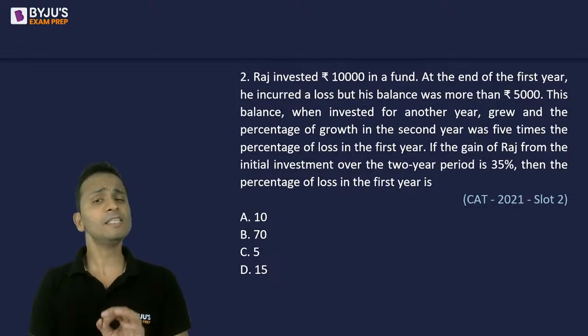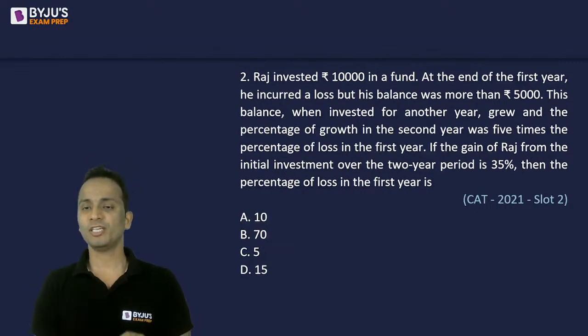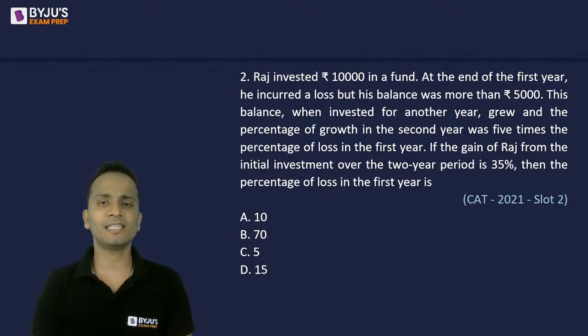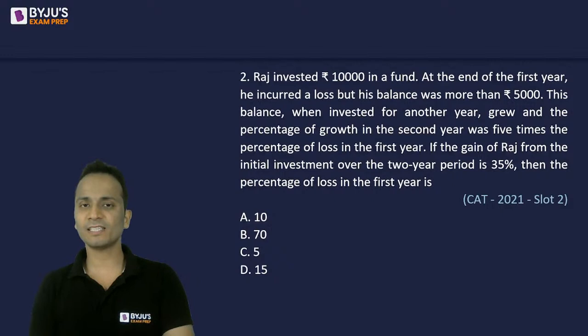Now, this is a very simple case of the application of successive percentage change. The actual question of CAT can be easy. So this question must be finished in less than 30 seconds. It is not a question of more than 30 seconds.